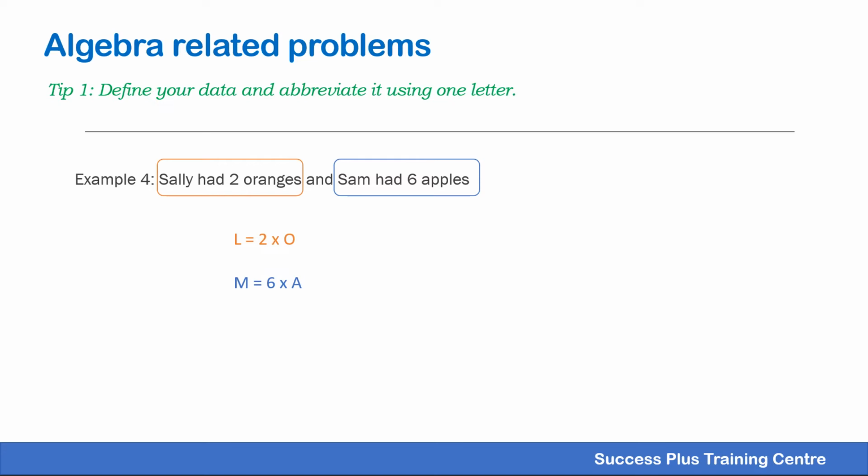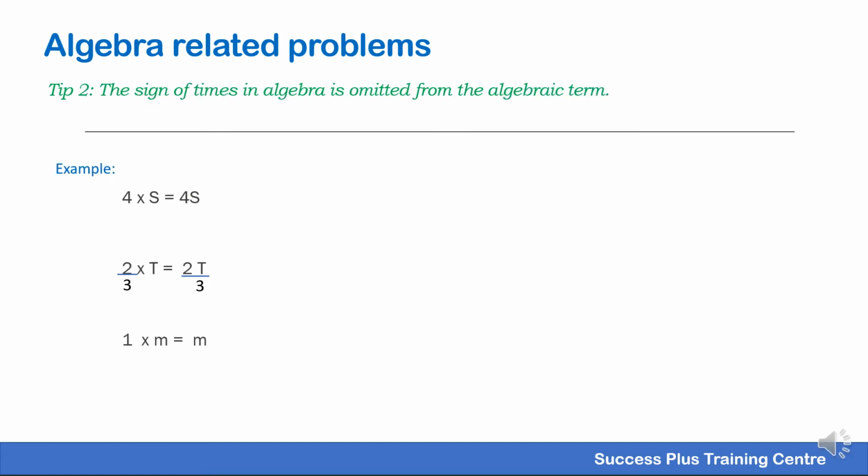Sally had 2 oranges. This means L equals to 2 times O. Whereas Sam had 6 apples. This means M equals 6 times A. Tip number 2. The sign of times in algebra is omitted from the algebraic term. Let's have a look at the example below to clarify.